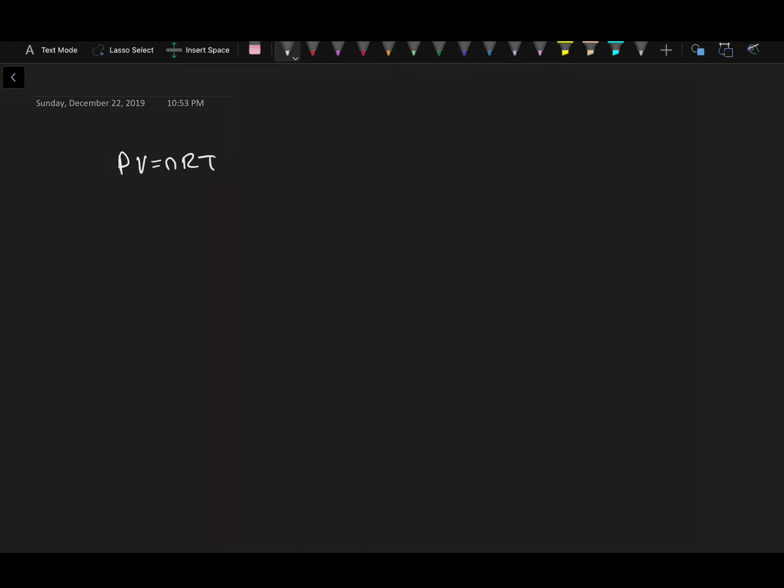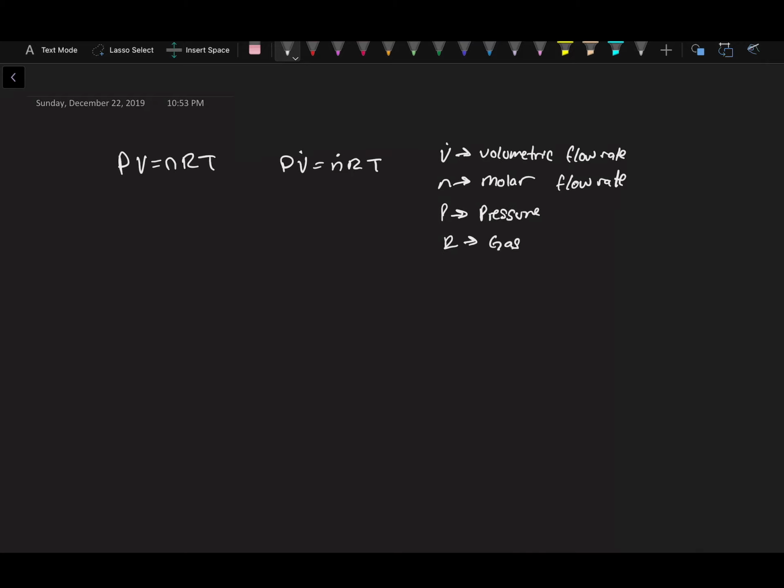If we have a system that has input and output with respect to time, we have PV equals nRT, but with dots on the V and a dot on the N. V dot being volumetric flow rate, N dot being molar flow rate, P being pressure, R being your gas constant, and T being your temperature.